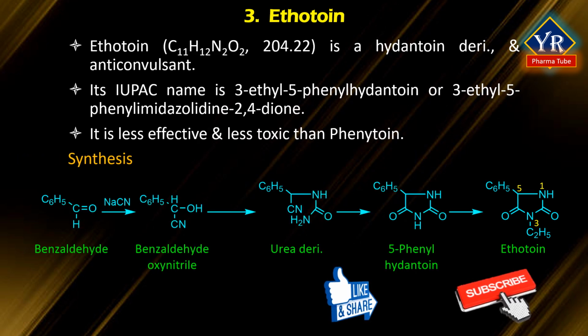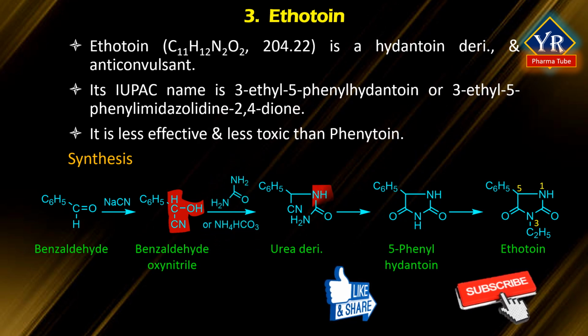Ethotoin is synthesized by the reaction of benzaldehyde oxynitrile with urea or ammonium bicarbonate, which forms an intermediate urea derivative, which under acidic conditions cyclizes to form 5-phenyl hydantoin. Alkylation of this product, that is 5-phenyl hydantoin, using ethyl iodide leads to the formation of ethotoin.